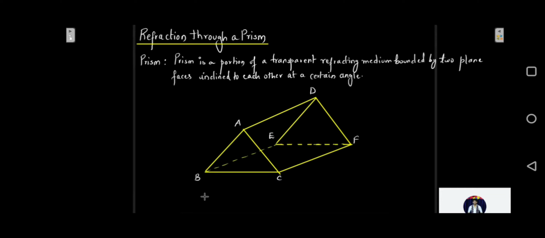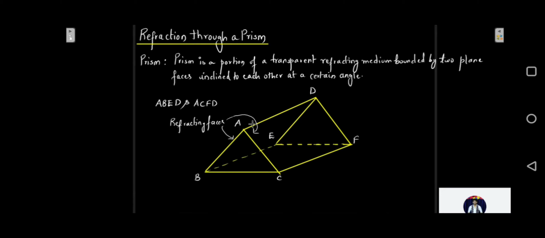The two plane faces, that is A, B, E, D is one face, and another face is A, C, F, D. So these are the two faces which are inclined to each other. These two faces are called the refracting faces. Let me mark over here. So basically this face and this face are the refracting faces of a prism.